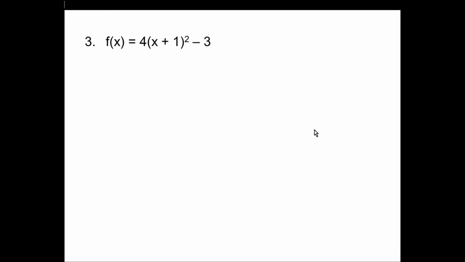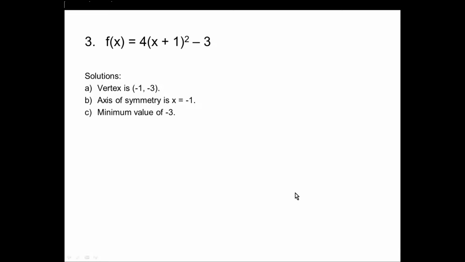Number 3, f of x is equal to 4 times (x plus 1) squared minus 3. Comparing this to our standard form, remember, the h is the opposite of what you see. I see plus 1, so my h is negative 1. So my vertex is at (negative 1, negative 3). Remember, going back to section 2.5, you're trying to figure out what makes the gadget in parentheses equal to 0. So x plus 1 equals 0 gives you x equals negative 1. The axis of symmetry is x equals negative 1. My coefficient of x squared is 4. That's positive, so I have a minimum value of k, so a minimum value of negative 3.